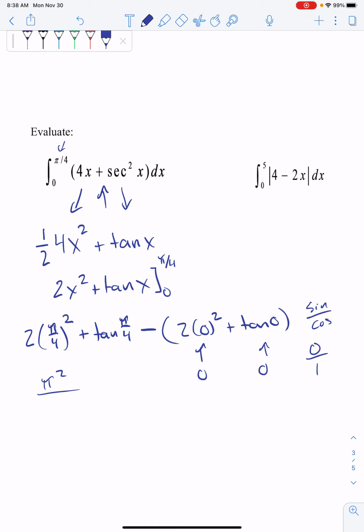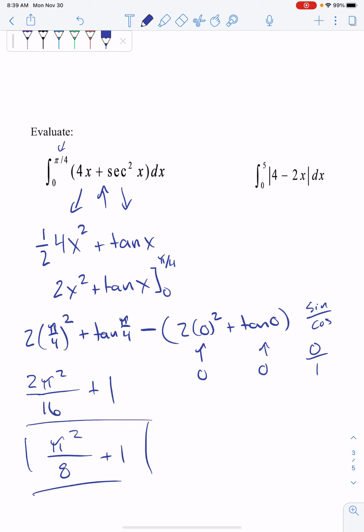4 squared on the bottom is 16, but I've got this 2 on the top. Well, let's just write it so we can follow the algebra. So 2 pi squared over 16 plus the tangent of pi fourths. If I do the sine over the cosine at pi fourths, we get 1 because they're the same thing. And then 2 over 16 simplifies. This becomes pi squared over 8 plus 1. And that right there, that's a good answer.